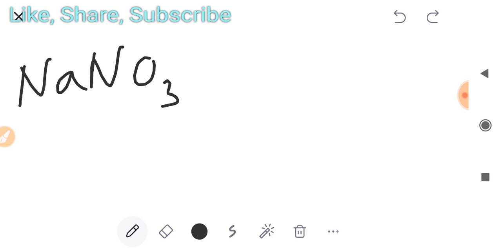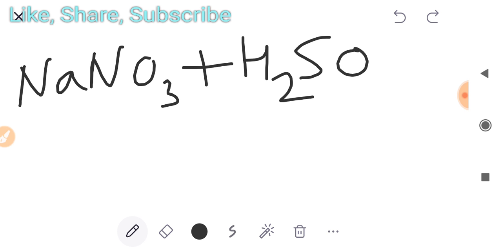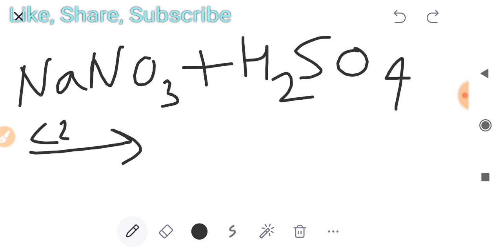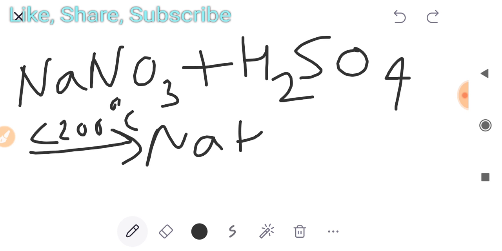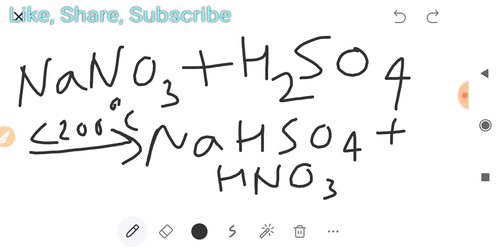So suppose there is a reaction: NaNO3 plus H2SO4. When we react this metal nitrate, sodium nitrate, with H2SO4, at a temperature less than 200 degrees centigrade, NaHSO4, sodium bisulfate, plus HNO3 will be formed. So due to its non-volatile nature, we use it to form volatile acids like HNO3 and HCl.